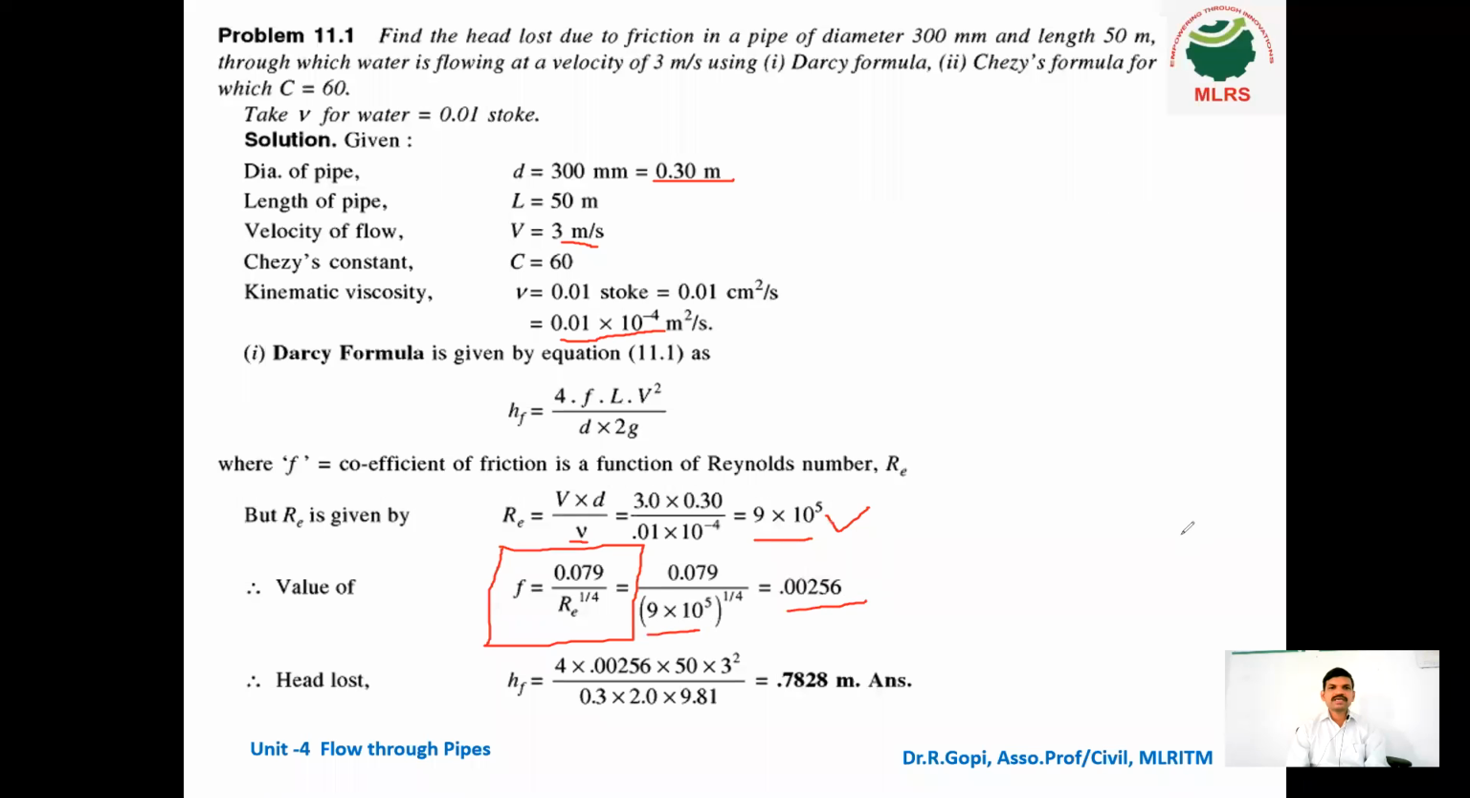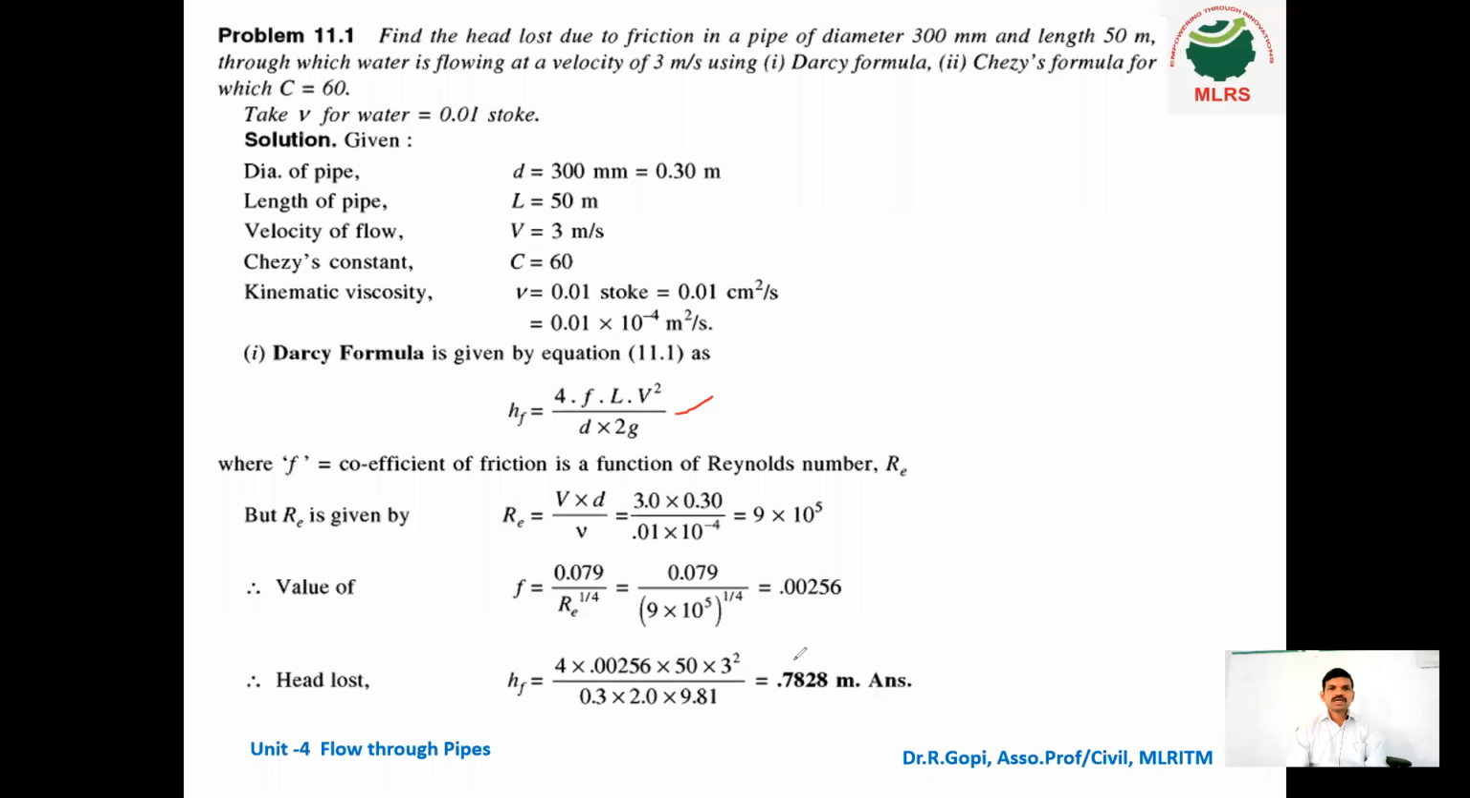f is the coefficient of friction, so it is a dimensionless value. We already know the Reynolds number also has no dimension, and the coefficient of friction is a coefficient, so there is no dimension. So it is 0.00256 only. Now substitute all the values in this hf formula.